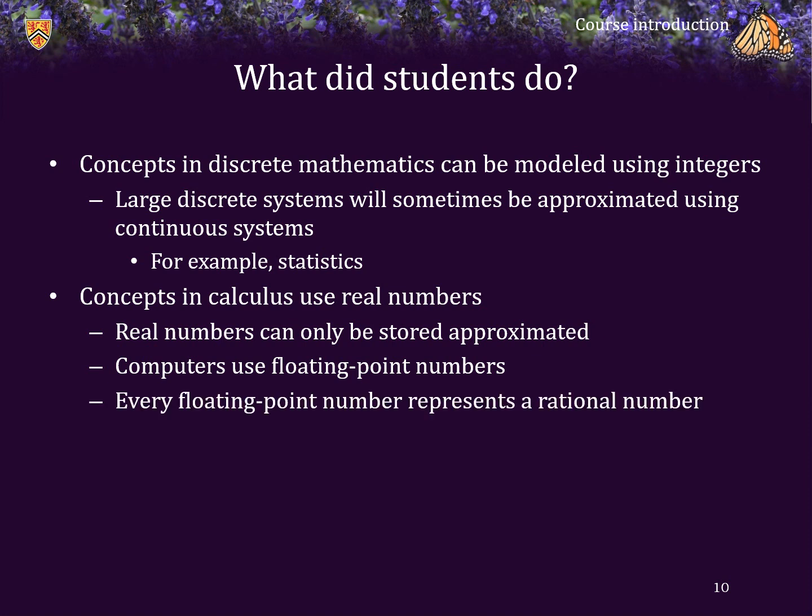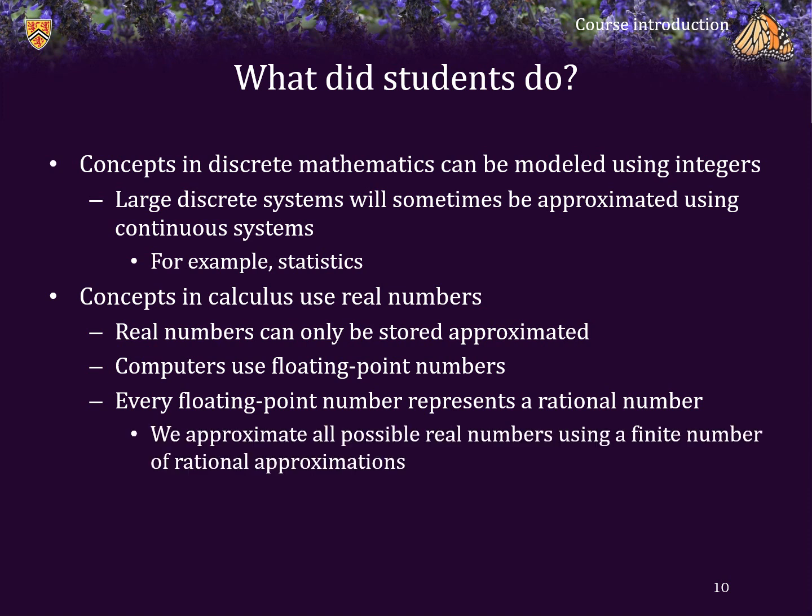Now, interestingly enough, every floating point number actually represents a rational number, not an irrational one. There are no irrational numbers represented by floats. Every float is a rational number. We consequently approximate all real numbers using only a finite number of rational approximations, and this is going to lead to problems.